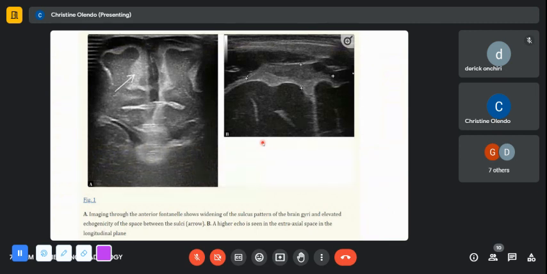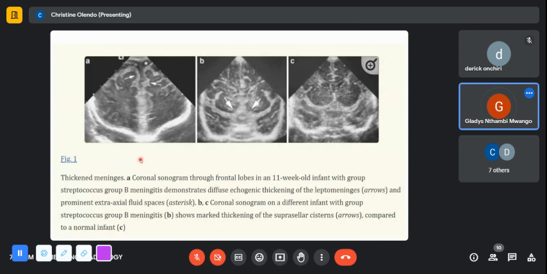So again, even more, the ventricles are compressed. The ventricles are compressed in B. Yes, they are compressed in B.